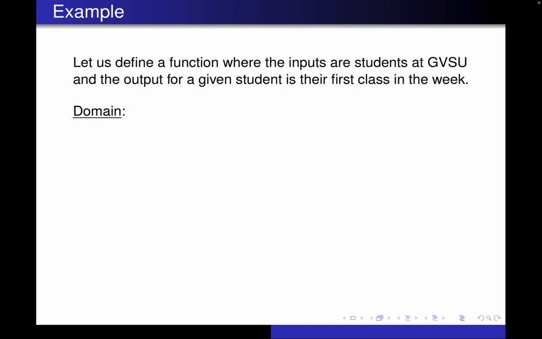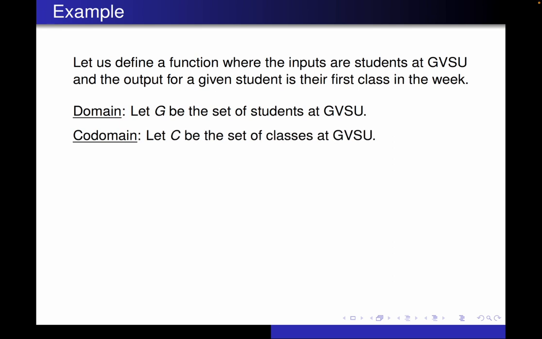So the domain's pretty easy to determine from that description. It's going to be the set of all students at GVSU, and we're going to name that set G. Our codomain, well, we know the outputs are going to be classes because it's going to be their first class of the week. So we're going to say the codomain is the set of classes at GVSU. As we will see in a little bit, that's not the only way you can define the codomain, but it's the way that we're going to do it here.